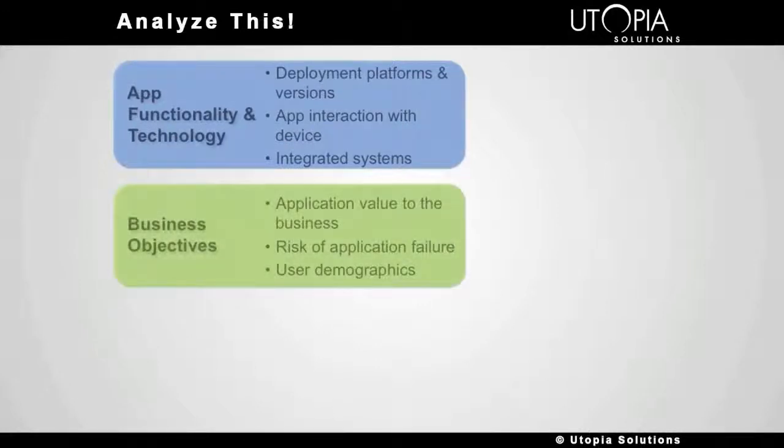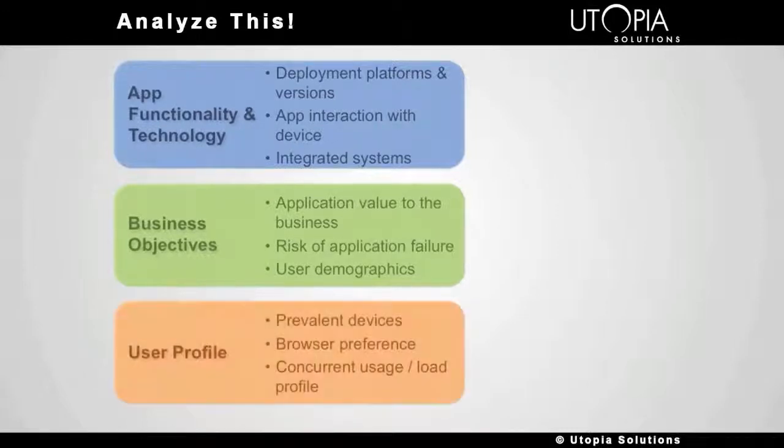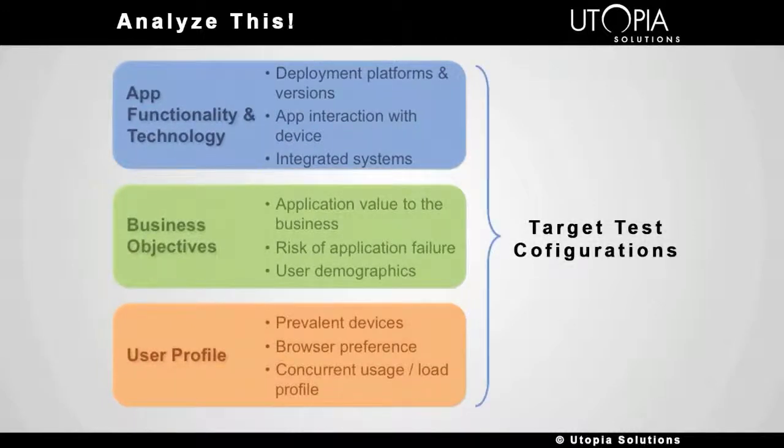Next, we want to understand the business objectives behind the app. If the organization has put together a mobile strategy, this can probably be found here. You want to understand the application's value to the business. Similarly, we need to understand the risk to the business if the application fails. Finally, we need to understand the target user demographics of the app. Once you understand the user demographics, you can start to put together some information on the user profile, what types of devices they use, etc. This information may come from statistics on similar apps, ideally within the same user base, or other relevant sources. All this information eventually comes together to drive your target test configurations.